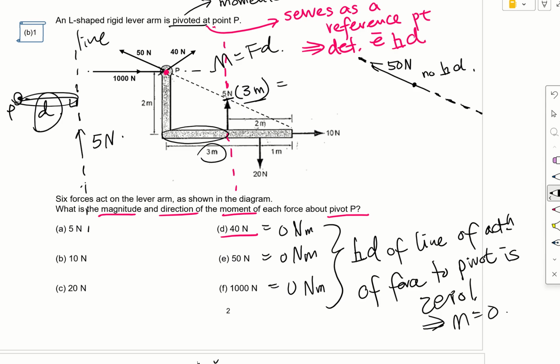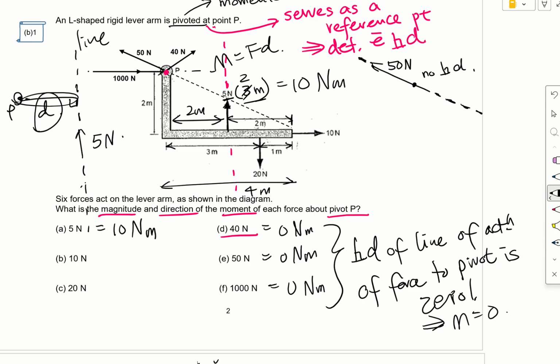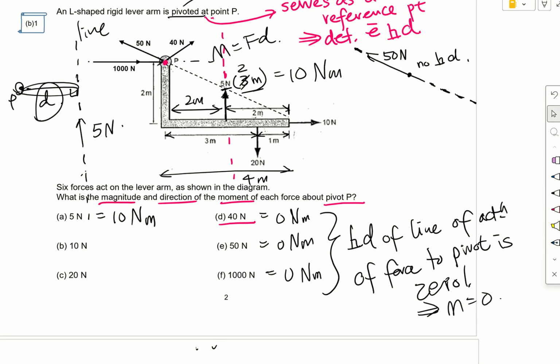But wait a minute, I think there's an error here. This 3 meters is from here to here, and this is 1 meter, so this entire length is actually 4 meters, and from the application of the 5 Newton force to the end of the rod, it is 2 meters. So sorry, the perpendicular distance is 2 meters for this 5 Newton. Then you multiply them together, you get 10 Newton meter. We'll talk about the direction later. Let's do the 10 Newton.